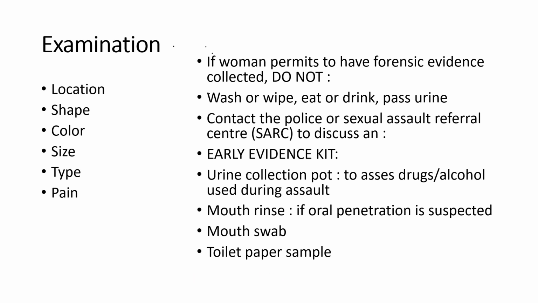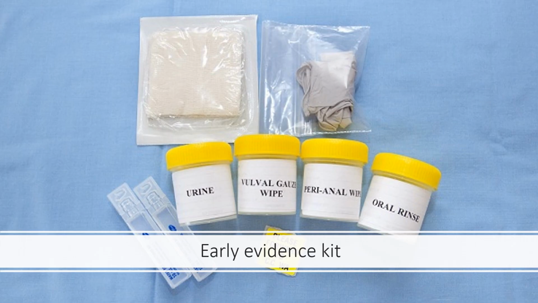Okay, so this is the evidence kit. It has this urine collecting bottle, it has a vulval gauze wipe, perianal wipe, oral rinse, and certain wipes and toilet papers, and it has sampling kits. So this is the early evidence kit. It comes in a cardboard box with all these things available in it.